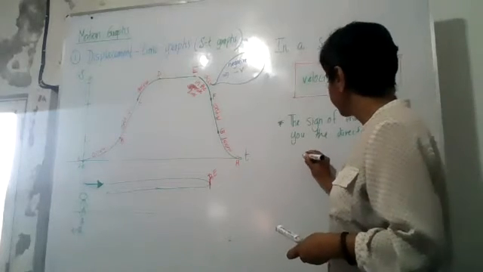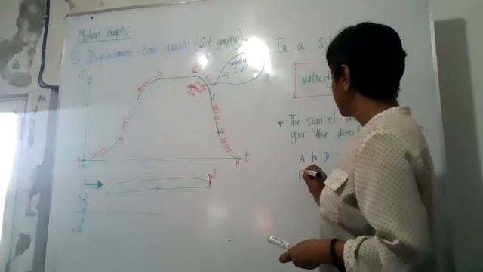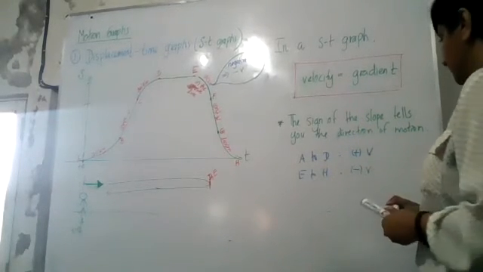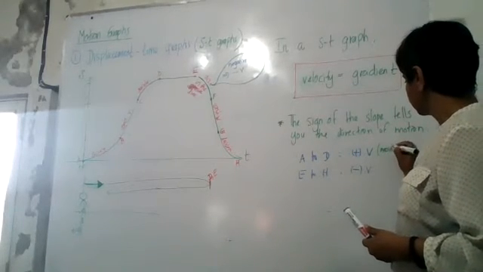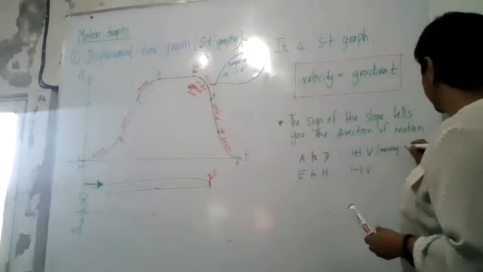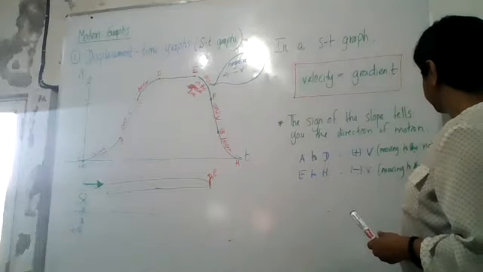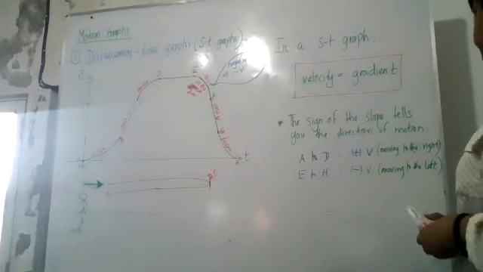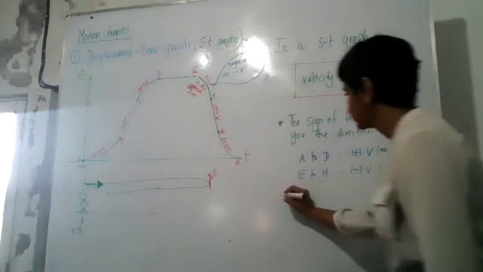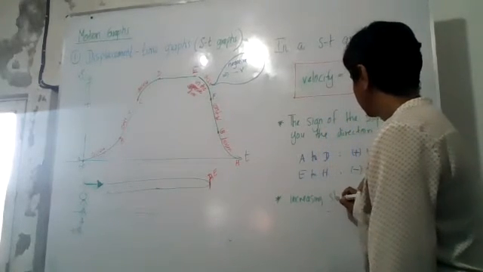So notice here that all the way from A to B, positive V. E to H, negative V. Same, according to my diagram, moving to the right, just moving to the left. Stationary. Yeah.